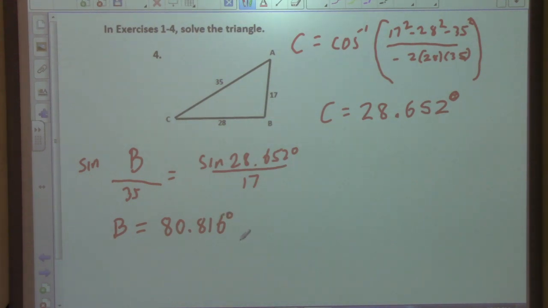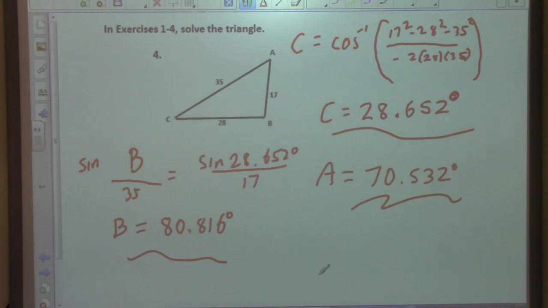Okay. And then I did 180 minus C and B, and I got 70.532. Yes. So that looks good. Now, any questions on that?